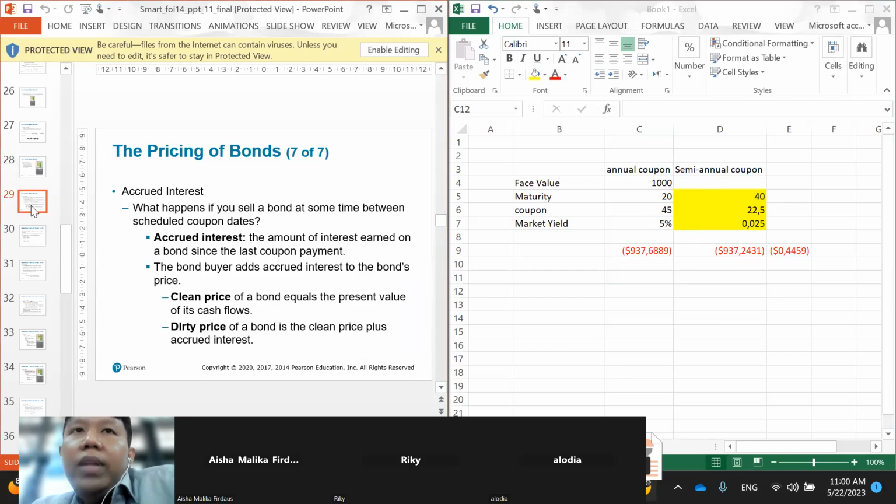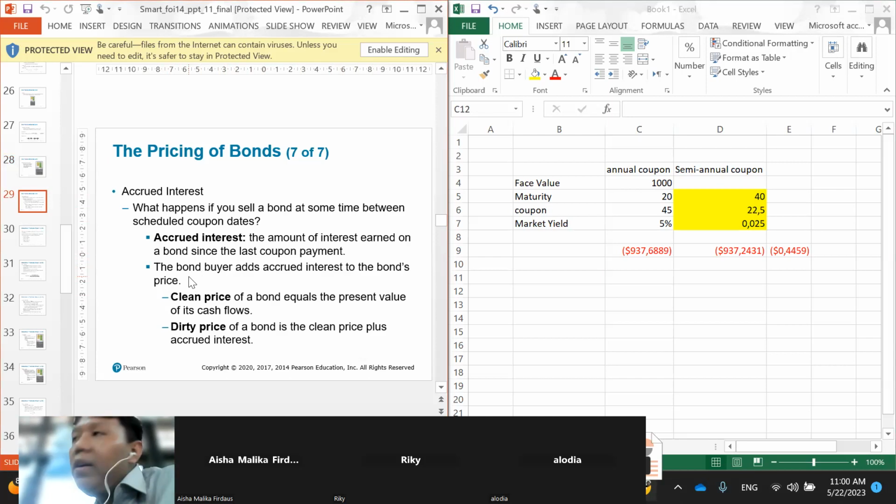We also have accrued interest. So what does it mean? Accrued interest is the amount of interest earned on a bond since the last coupon payment. The bond buyer adds accrued interest to the bond's price. So sometimes when you buy a bond, you may buy a bond with the accrued interest. The last interest payment, the coupon, will be added to the price. So the price of the bond will be higher.